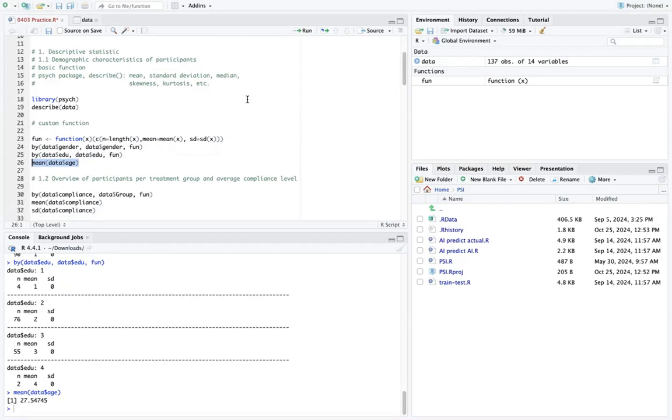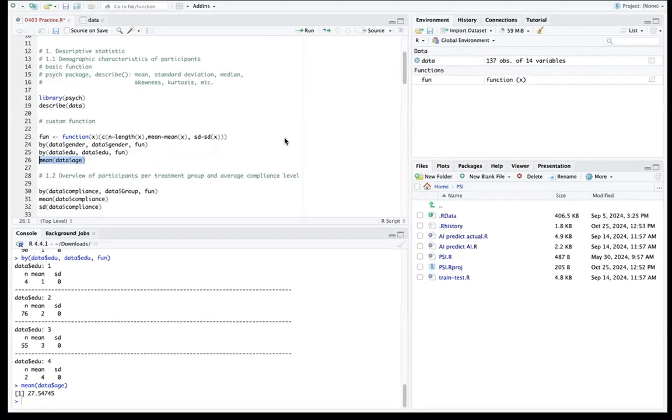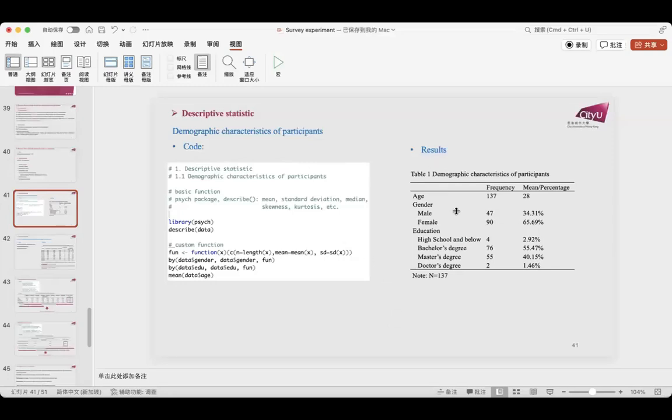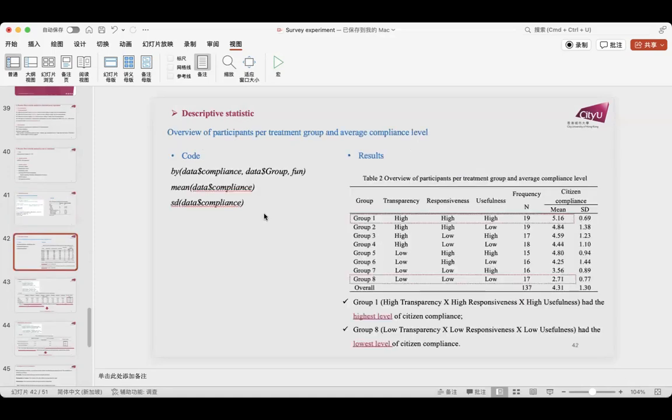So we can then use this information to report our demographic information. Like here, we can show the demographic characteristics of participants based on these function commands. And then for the next one, we need to know the overview of participants per treatment group and their average compliance level. So similar to the former function, we will use the command.